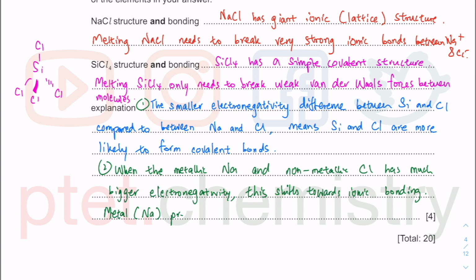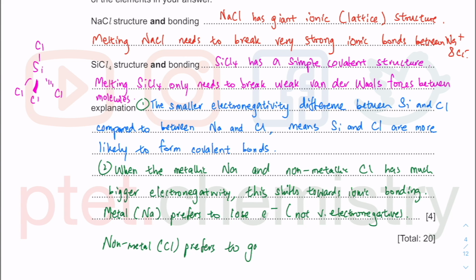That is because the metal sodium prefers to lose electrons, so it is not very electronegative at all, whereas your partner, the non-metal chlorine, is much more electronegative than the metal. It prefers to gain electrons. Whereas when you have silicon and chlorine, they don't have much electronegativity difference, therefore they prefer to share electrons. For SiCl4, they share electrons instead, and therefore they form covalent bonds.